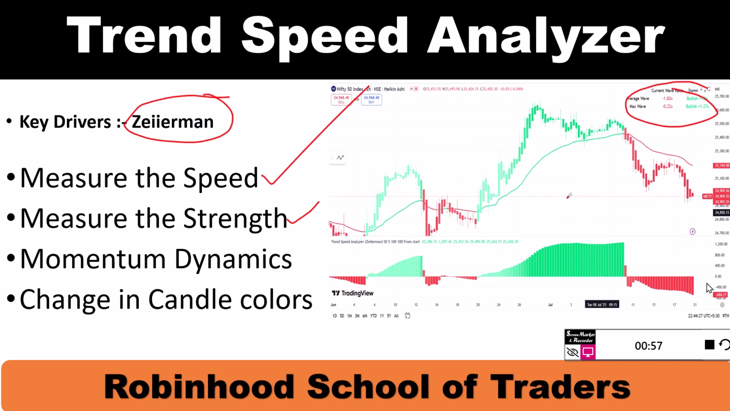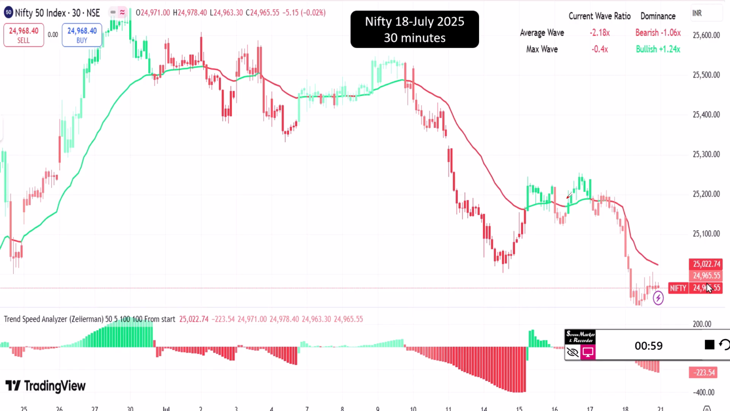So let's dig into it. I'm sure together we will enjoy it. This is a Nifty 50 30 minutes time frame. This is how the indicator looks. In a detailed video I'll discuss this with Euro charts.